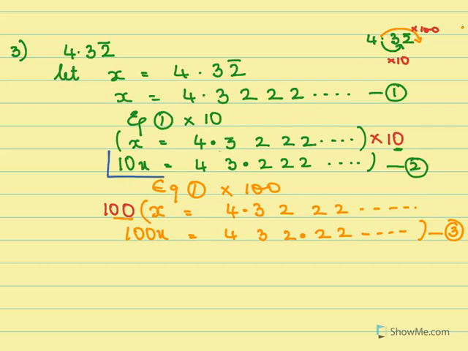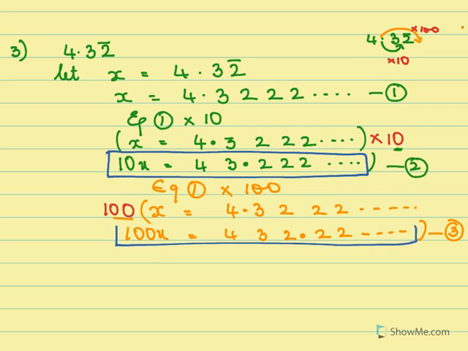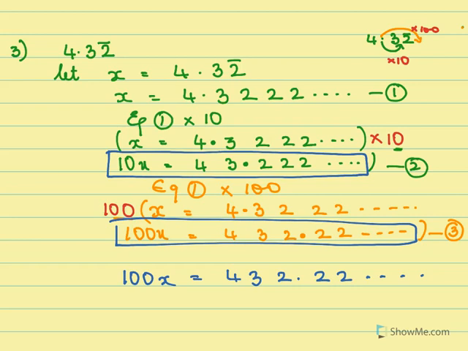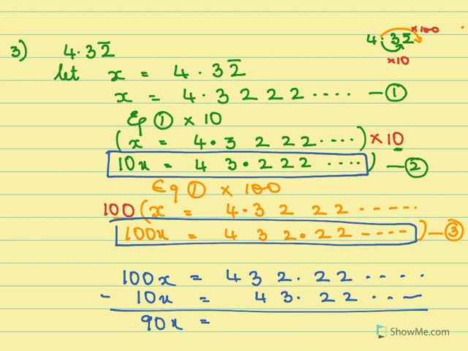So I'll take the two equations, equation 2 and equation 3, and I need to subtract them. I have 100x equal to 432 point 22, and then I have 10x equal to 43.22. On subtraction, 100 minus 10 is 90x. The decimals cancel, 0, 0, so here will be 389. So my x will be 389 over 90.